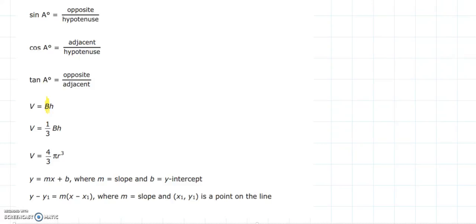information. Additionally, where I highlighted that capital B, that's an area formula in and of itself. We're going to talk about what that big B means, but every shape is going to have a different formula that is going to be substituted in for that capital B. So you need to be aware of that.